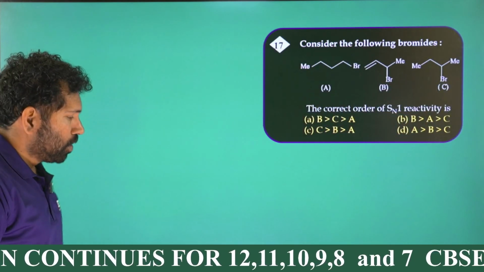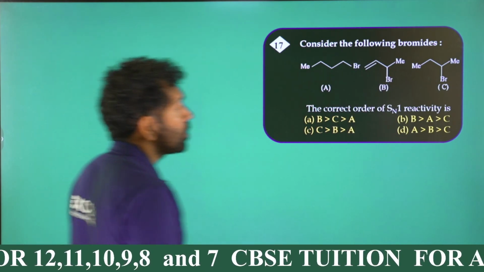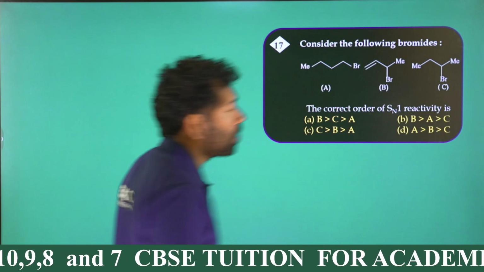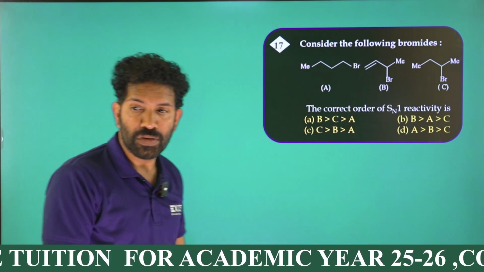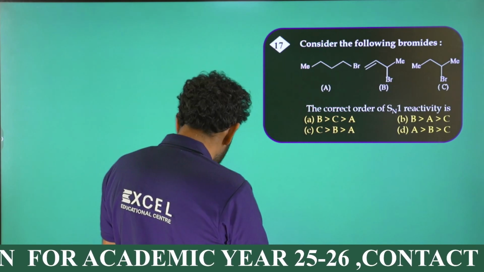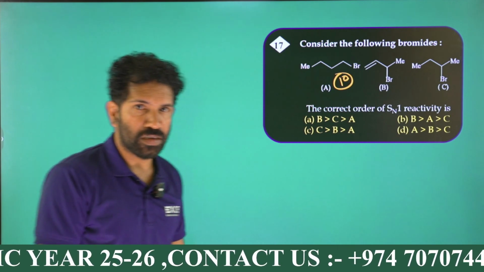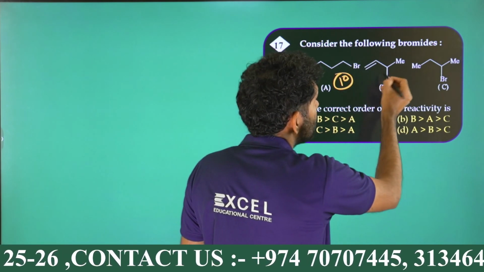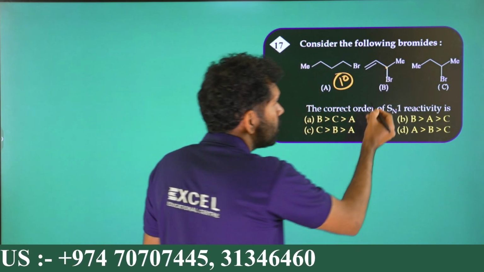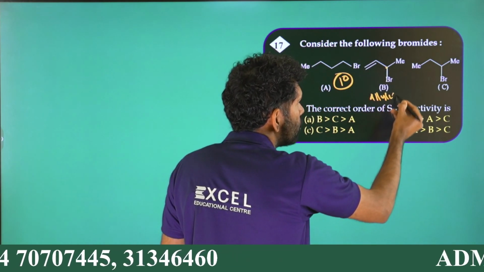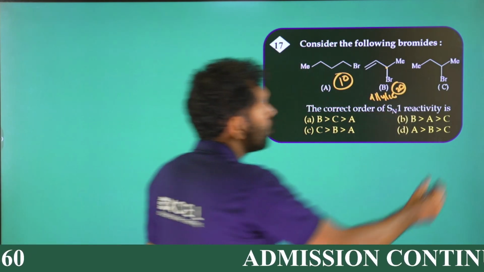Now, this is another question. Consider the following bromides. The correct order of reactivity in SN1 is dash. We will classify them into different categories, using the concept we just studied. This is a primary halide. This is allylic, because the halogen is connected to a single bond carbon next to the double bond. This is allylic, but it is secondary allylic. It's allylic also, secondary also.